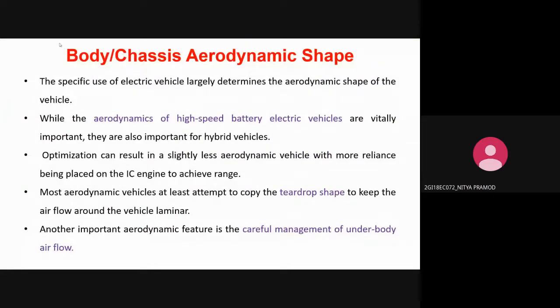Thank you, Rashmi, for presenting the first part of the presentation. Now I'll be presenting the second part. The specific use of the electric vehicle largely determines the aerodynamic shape of the vehicle. Now, basically, we're talking about the body or chassis aerodynamic shape. Chassis is an unfamiliar term. It's nothing but the basic frame of the car, or you can say the skeleton frame of the car.